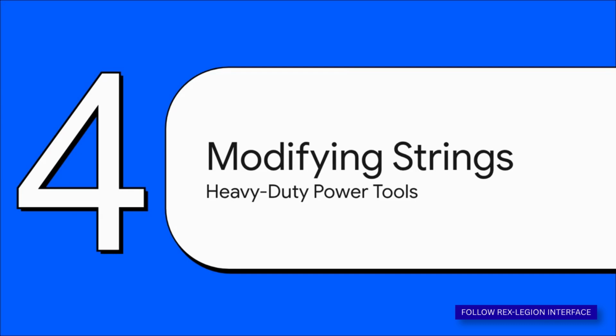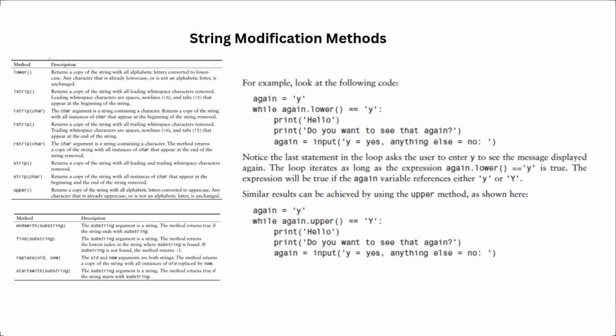And finally, part 4, modifying and splitting strings. Let's break out the heavy-duty power tools. Because we know strings are immutable, methods like lower, upper, and strip are fantastic because they hand you back freshly formatted, ultra-clean copies of your data. This makes them absolutely perfect for standardizing messy user input.